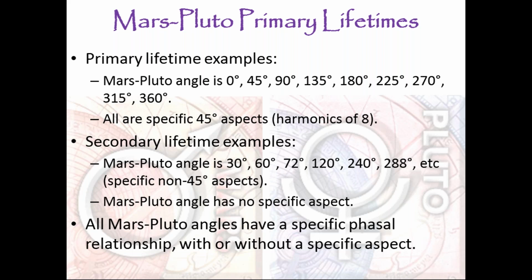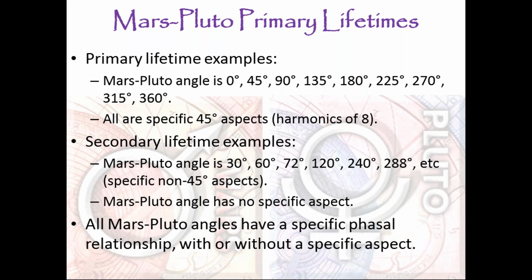So here's the specifics of the Mars-Pluto angles, as you can see on your screen. And all of these that are listed here, and again, you can go 44, 45, 46, 47 degrees. They're all specific 45-degree aspects, which is the harmonics of 8.